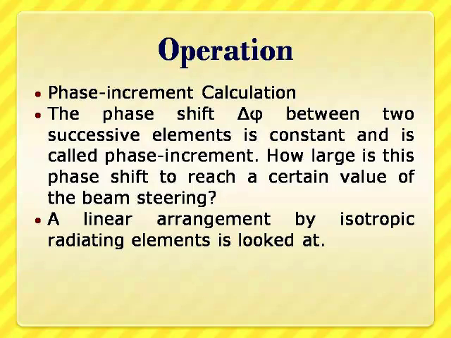The phase shift delta phi between two successive elements is constant and is called as the phase increment, and in some other books you will find this as progressive phase shift. How large is this phase shift to reach a certain value of the beam steering? That can be calculated by simple equations available. So a linear arrangement by isotropic radiating elements is looked at for simplicity of understanding.